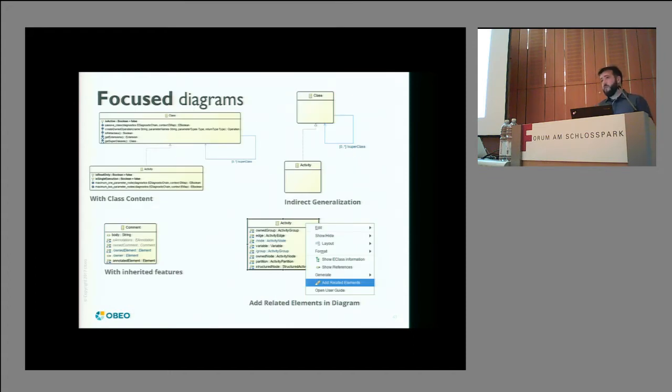So you can really build a diagram and use it to express something and to show something. You can either show the class content, you can show all the inherited content from an element, you can even show indirect generalization. So if you have two EClasses in a diagram, you can show that they have an indirect relationship in inheritance.